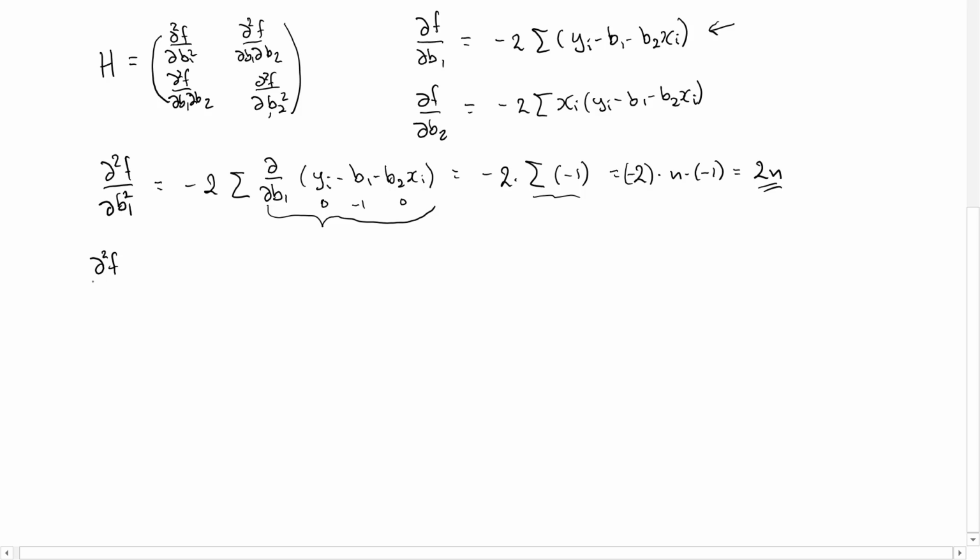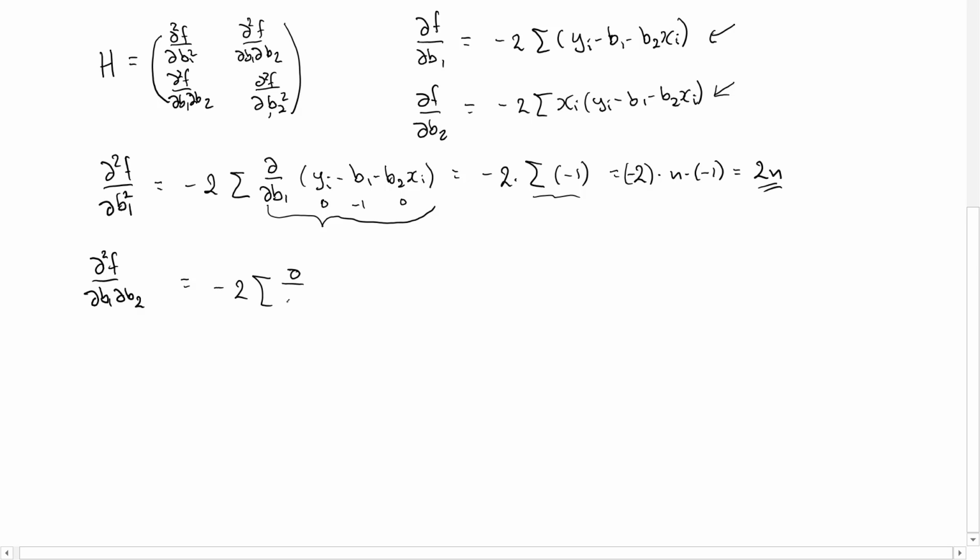To find the cross partial derivative, I can either differentiate this first one with respect to b1, or this first one with respect to b2, this one with respect to b2, or this one with respect to b1. I will get the same result. So let's do the derivative of the first one with respect to b2.